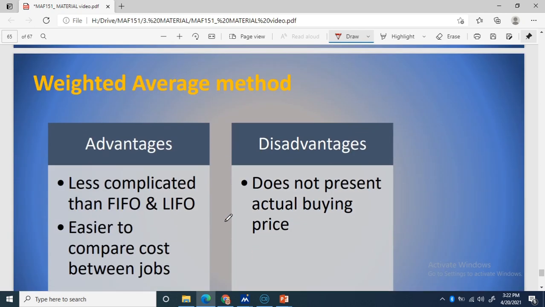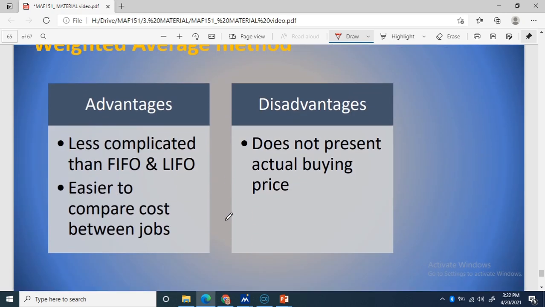So the advantage is that it is less complicated than first in, first out and last in, first out. It is easier to compare cost between jobs because you take the average price. The disadvantage is that it does not present the actual buying price.